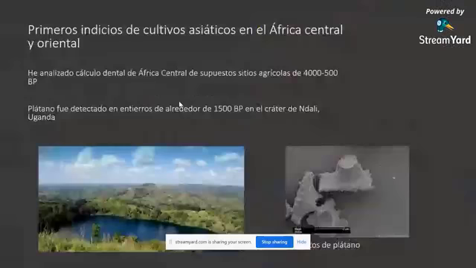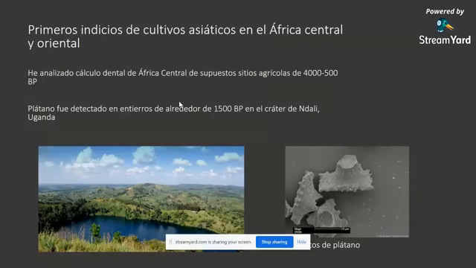As part of this project, I've looked at dental calculus from a lot of sites in Central Africa and East Africa, and we've gone to find evidence of banana from a site called Nadali in the Nadali Lake area in central Uganda. What's really interesting is that we looked at many sites for evidence of banana from early sites, and we expected to find a lot of evidence, but just none is showing up. And a lot of other people have looked too.